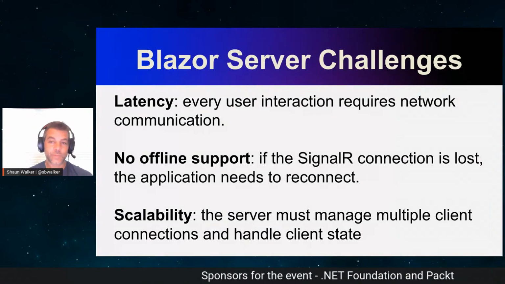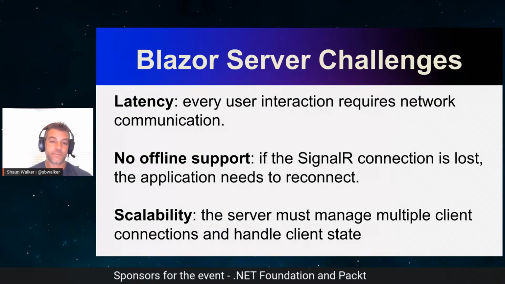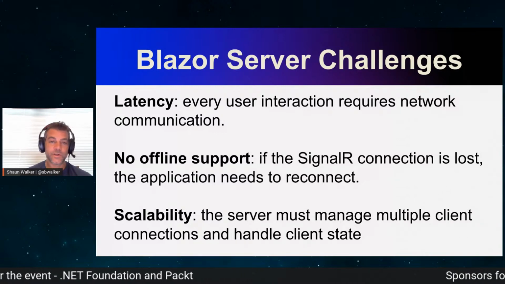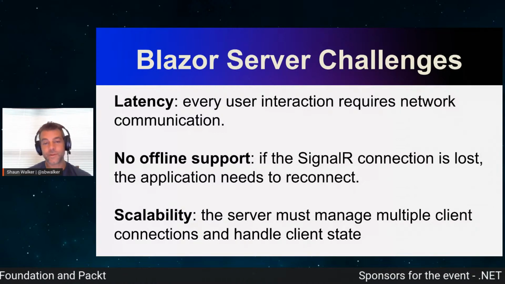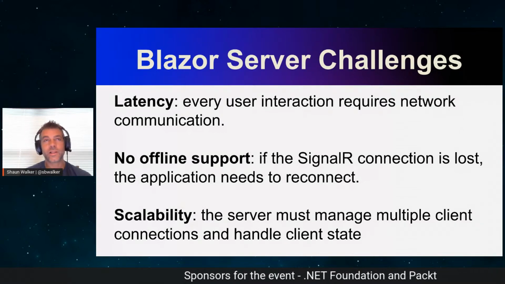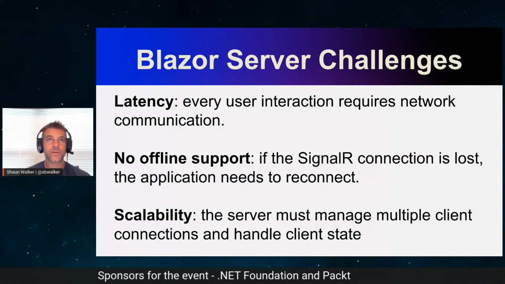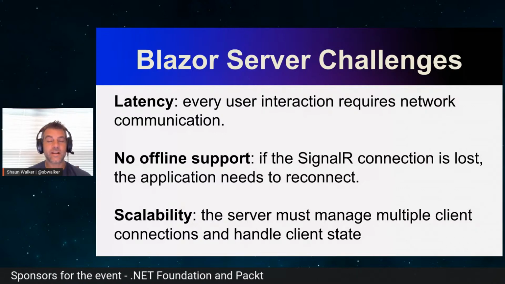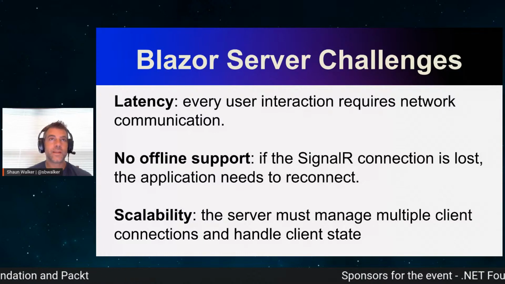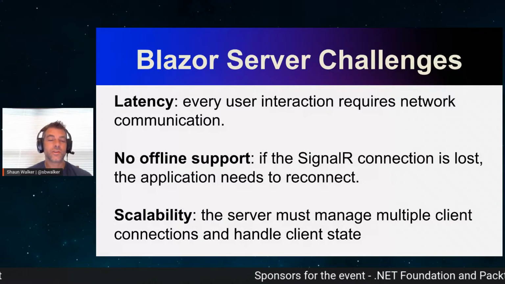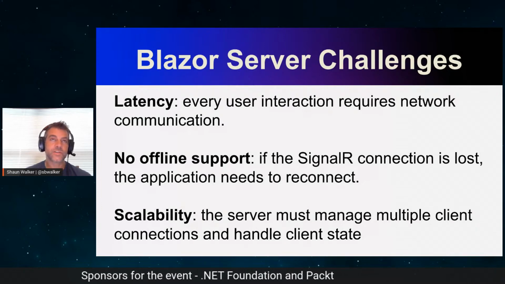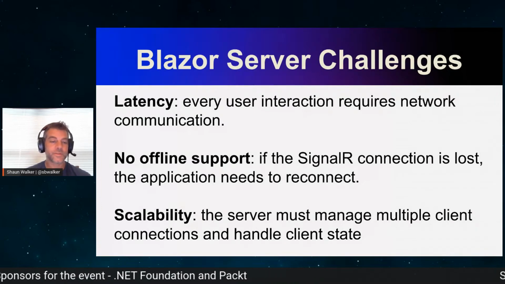Some of the challenges around Blazor Server. So there is latency, right? Every user interaction that happens when you're running a Blazor Server application involves a network call. Whether you're clicking a button in the user interface or that application has to get data, there's always communication happening between the client and the server. And depending on the quality of your connection, there's going to be latency, which is going to affect your performance and scalability.